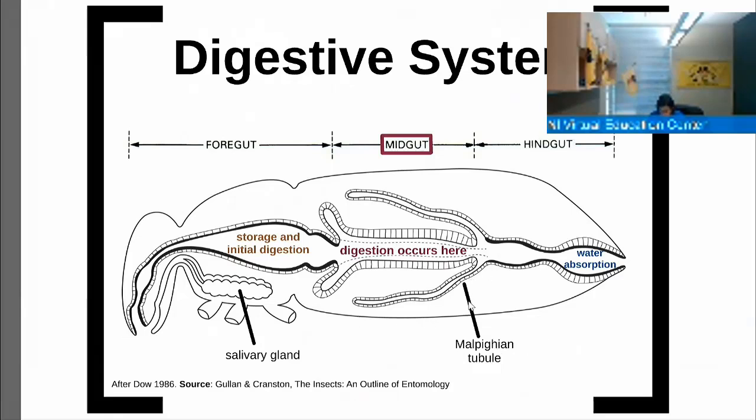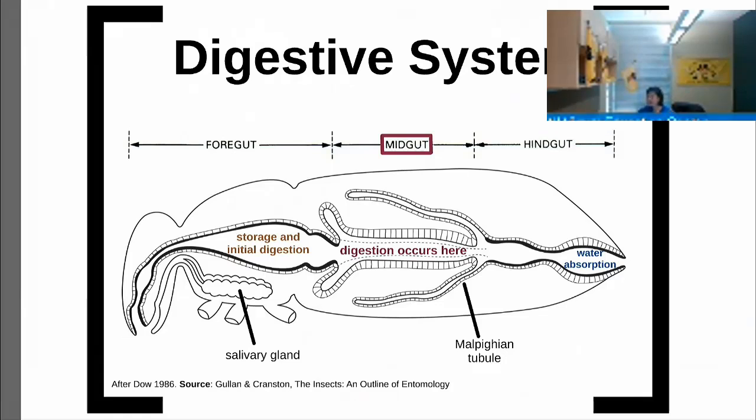The Malpighian tubule works like a kidney, filters the blood. And then the salivary gland. Why is this very important? Especially for mosquitoes. Does anybody know how mosquitoes transmit diseases? Through the bite. Correct, but how?